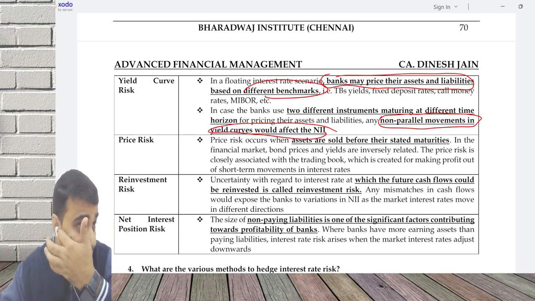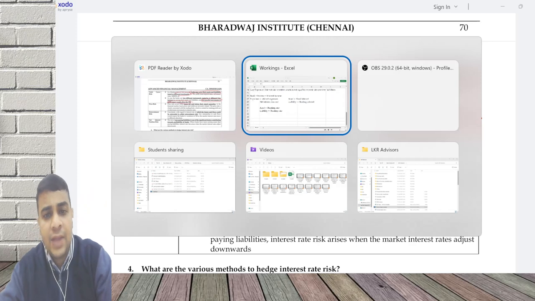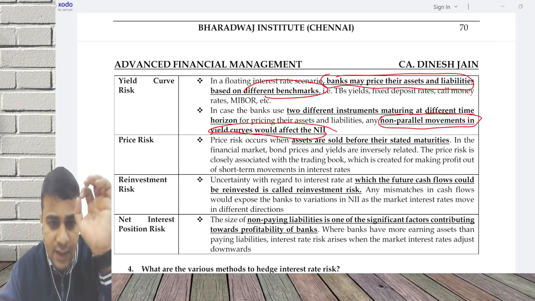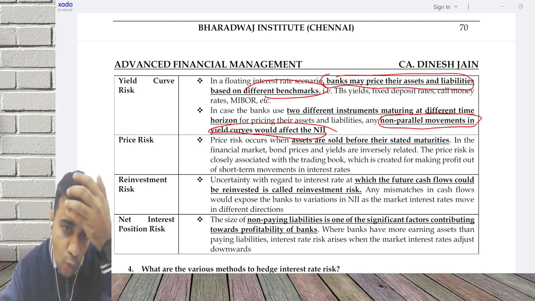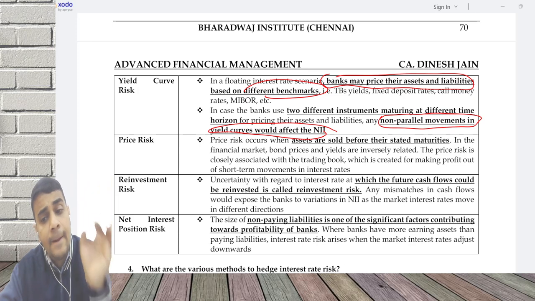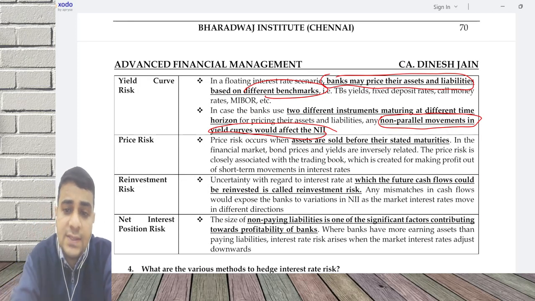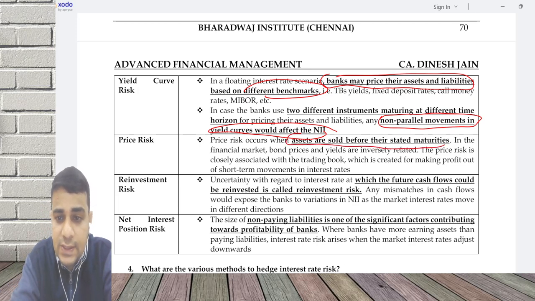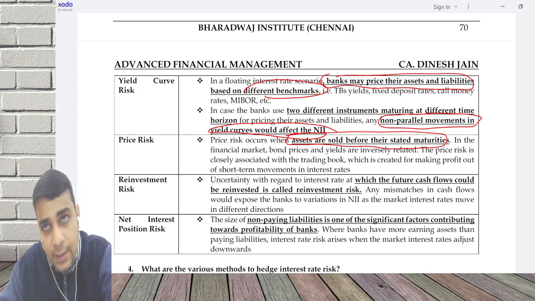What next is price risk. Price risk is, you know, yield of a security and price are inversely proportional. So in case interest rates are going up or going down, it will lead to variation in the bond price, which will ultimately impact me. When assets are sold before their stated maturity, bond prices are inversely related. So this will also impact the company.